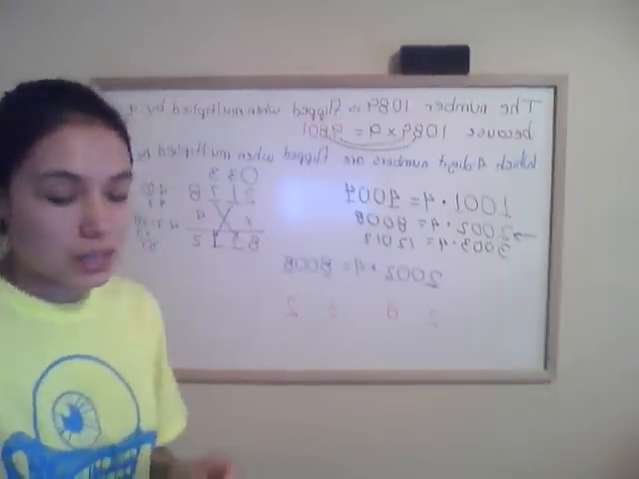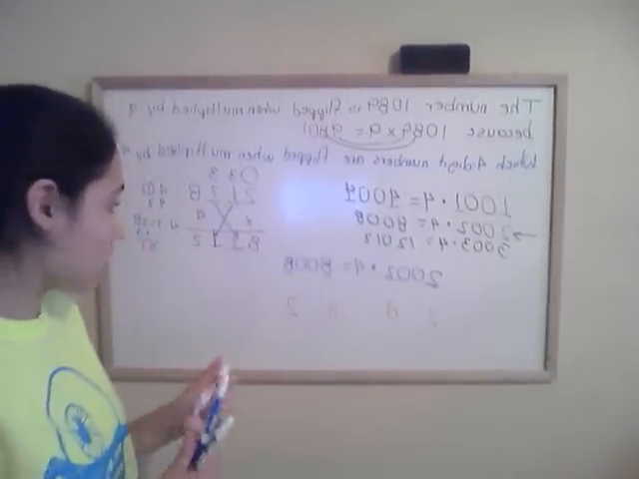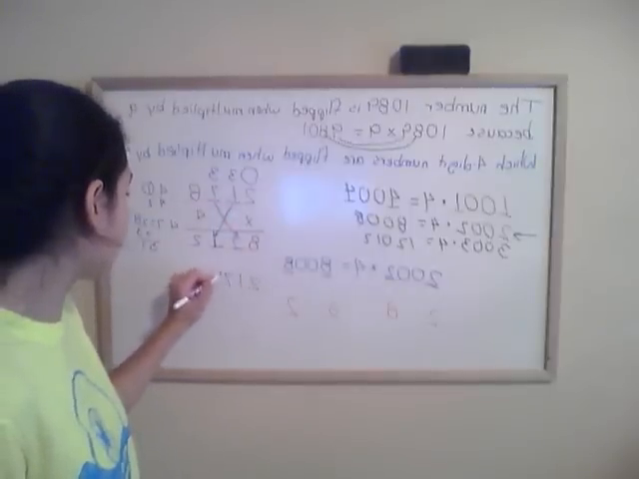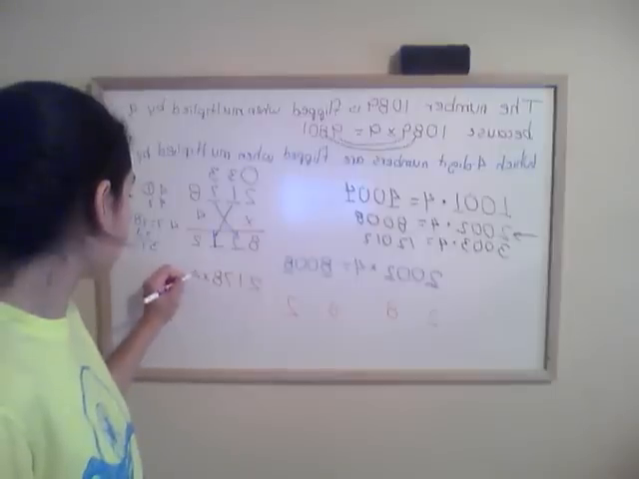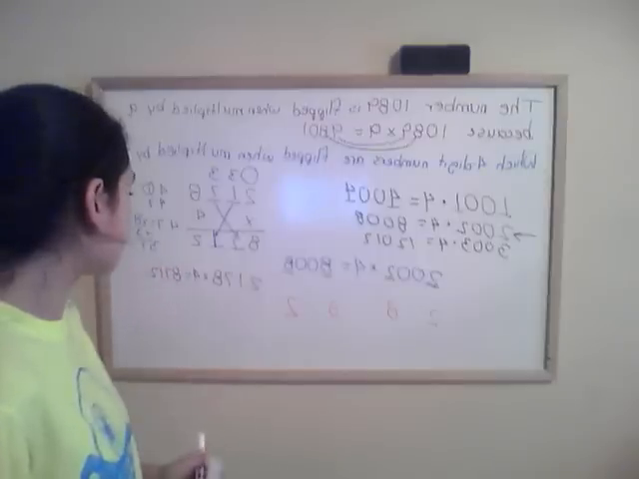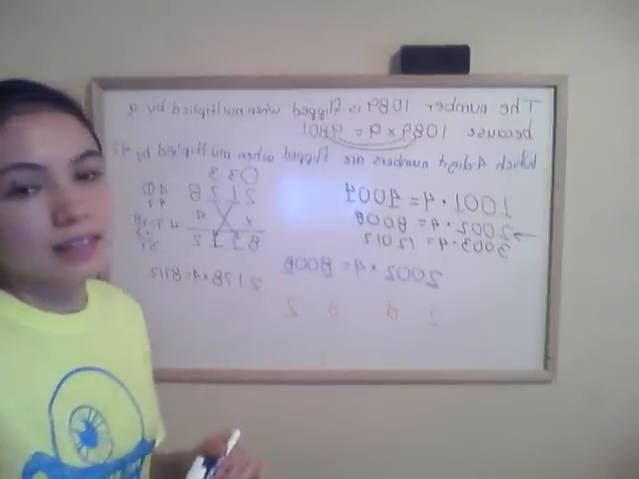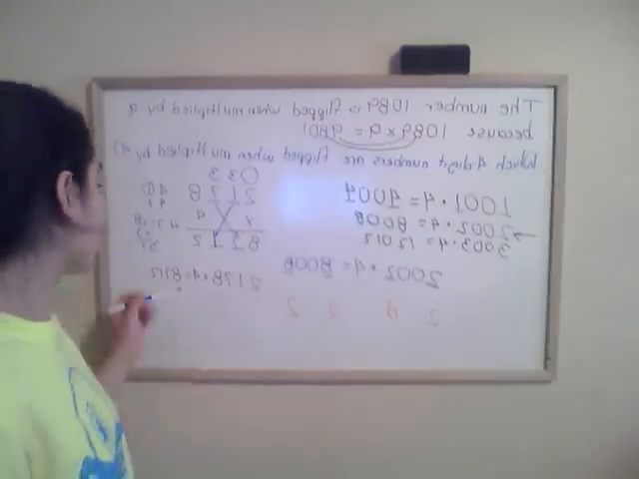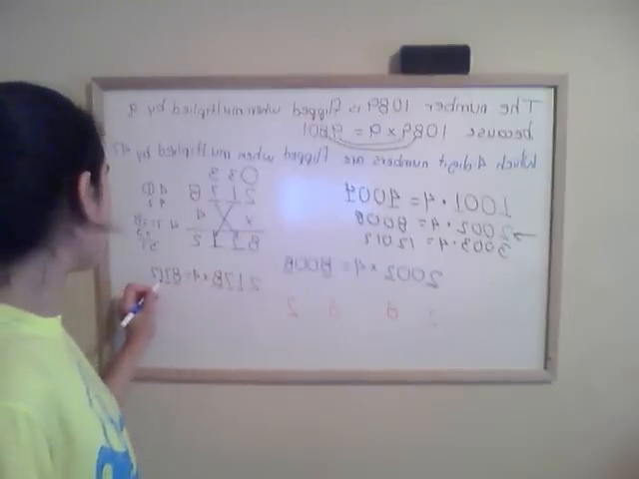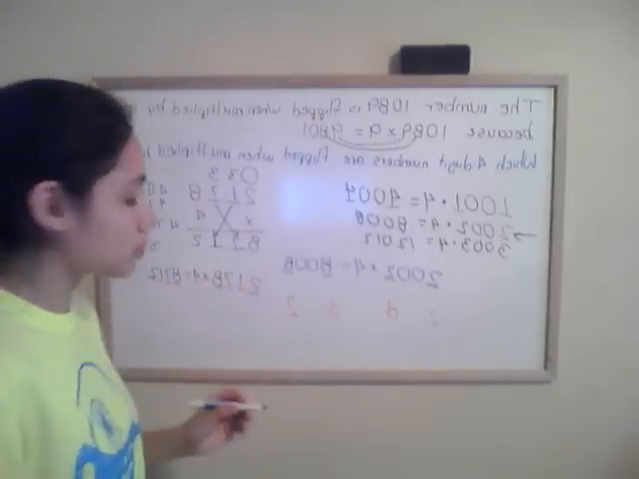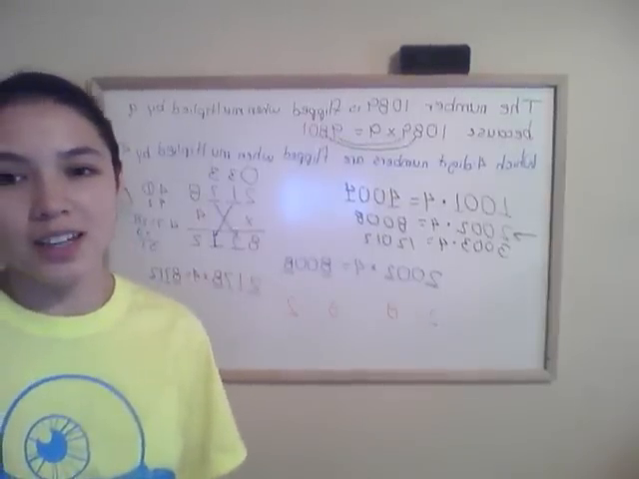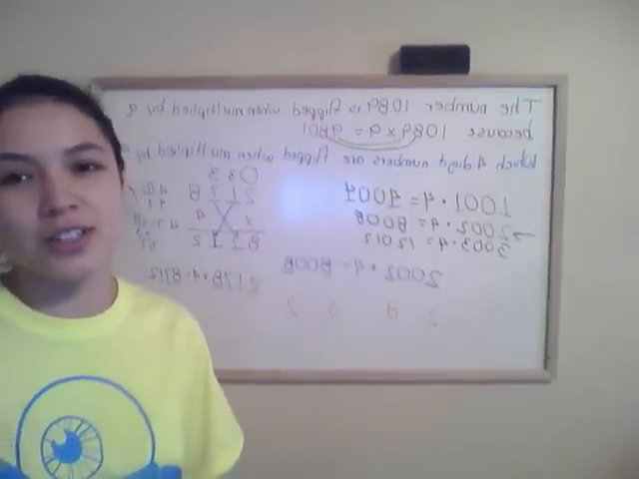So here we can see that the result we got would be 2178 times 4 is equal to 8712. And they in fact are flipped numbers: 8 and 8, 7 and 7, 1 and 1, 2 and 2. And that is how I solved this problem. I hope you enjoyed it and you learned something from this.